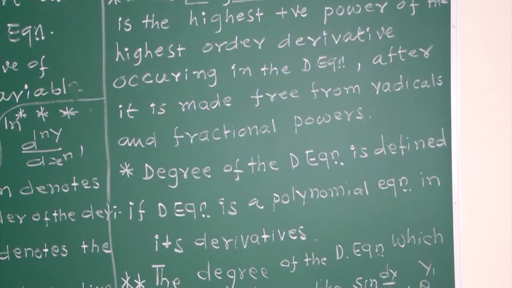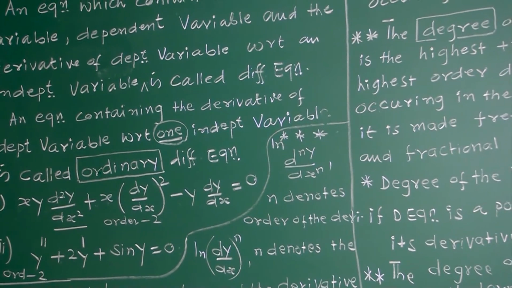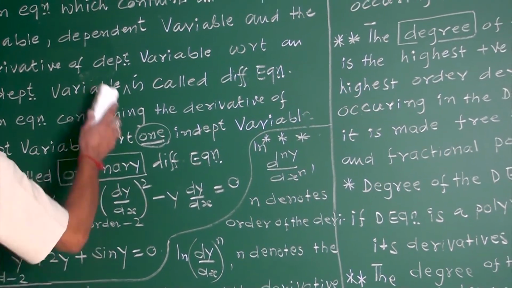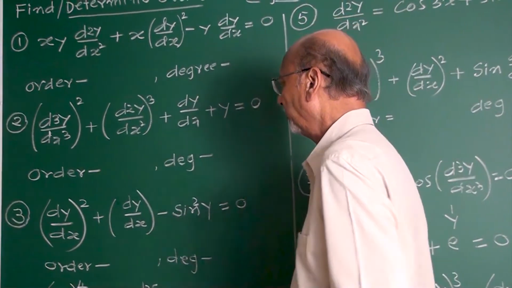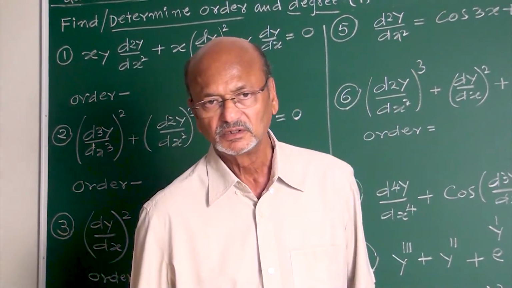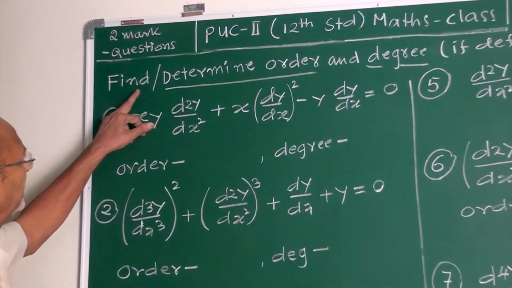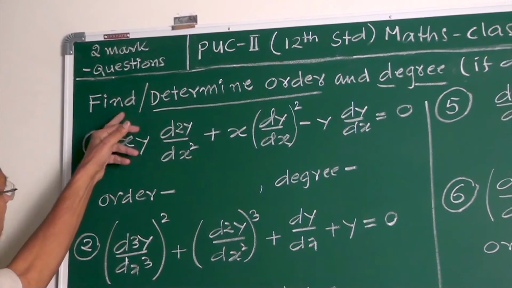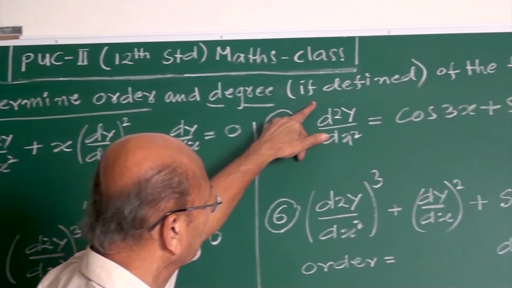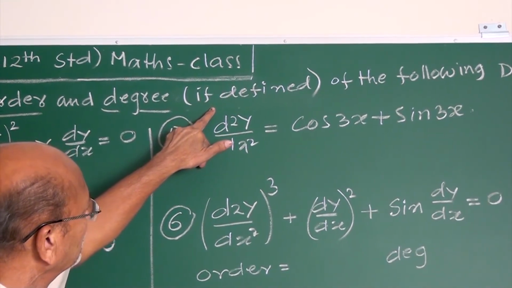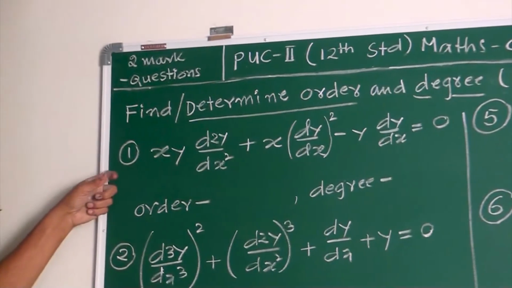Yes, friends. Now we do 1 or 2 sets of examples on order and degree of a differential equation. That comes under a 2-mark question. Friends, I have written some differential equations, and we have to write their order and degree. Find or determine, any one word they use, either find or determine order and degree, if defined. If the degree is defined, you write the degree of the following differential equations.